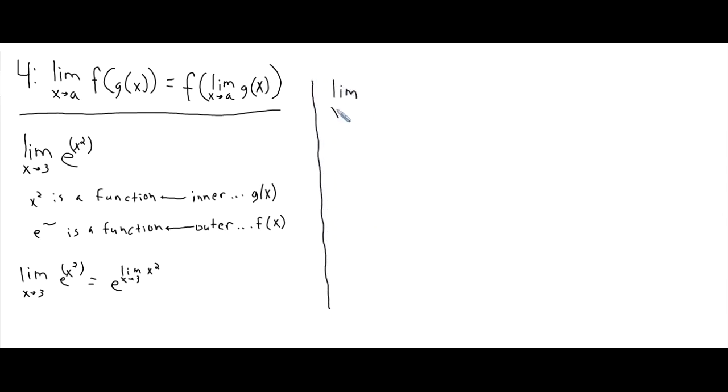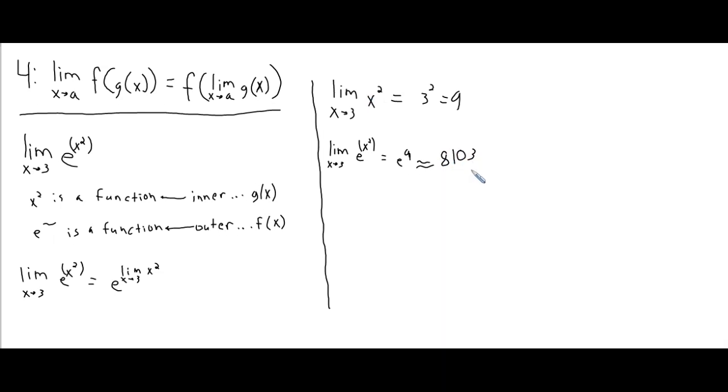The limit as x approaches 3 of x squared, we can just plug in 3, right? We looked at this earlier. So that gives us 3 squared, which is 9. And now we can plug 9 back in to our initial formula. So the limit as x approaches 3 of e to the x squared equals e to the 9th. And I would leave it as that, but if we want to get a little more precise, it's about 8,103.